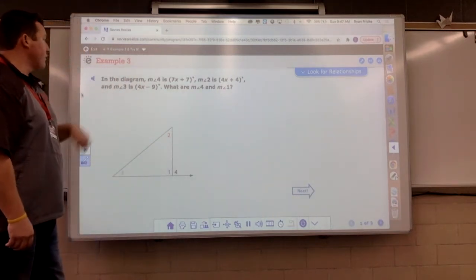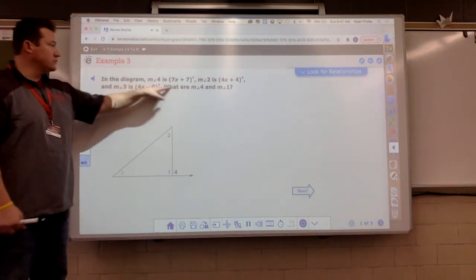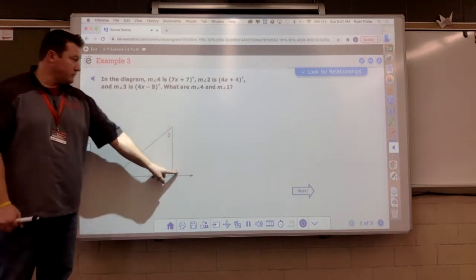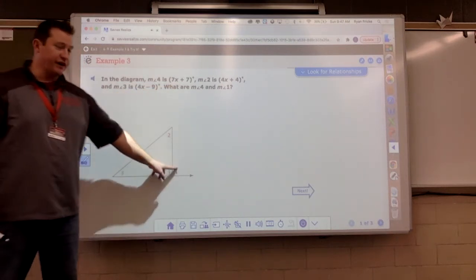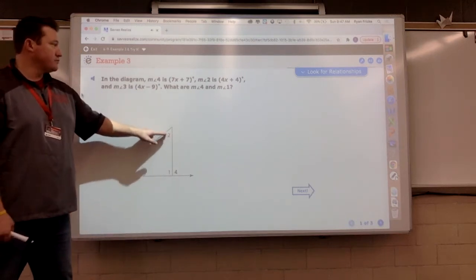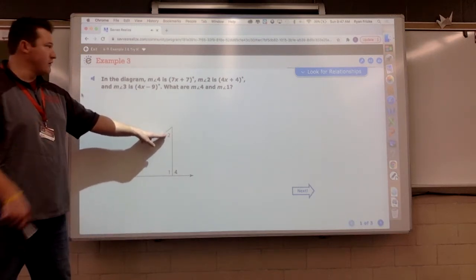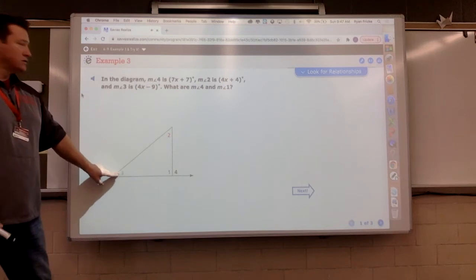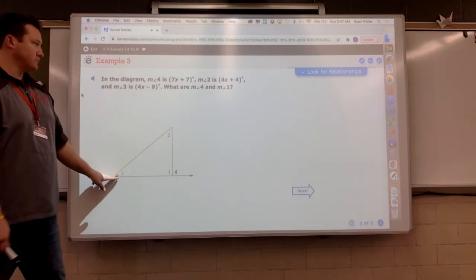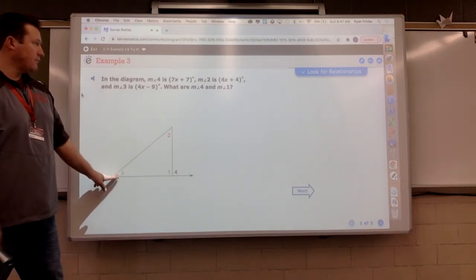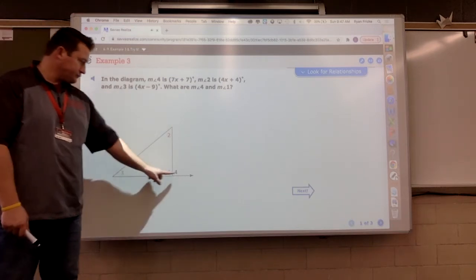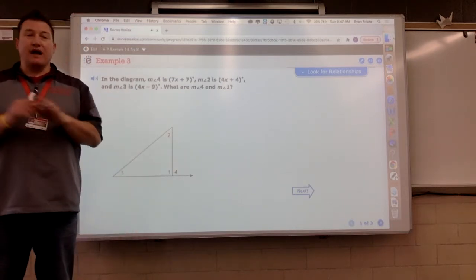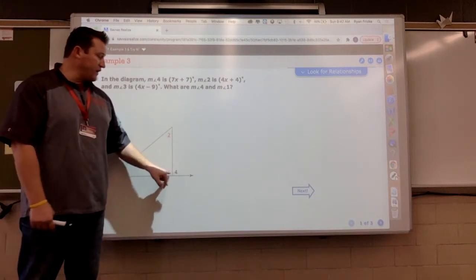Come on. In the diagram, the measure of angle 4 is the quantity 7x + 7 degrees. The measure of angle 2 is the quantity 4x + 4 degrees. And the measure of angle 3 is the quantity 4x - 9 degrees. What are the measures of angle 4 and angle 1? Okay. So that's all it wants to know is, hey, what are the angle measures here?